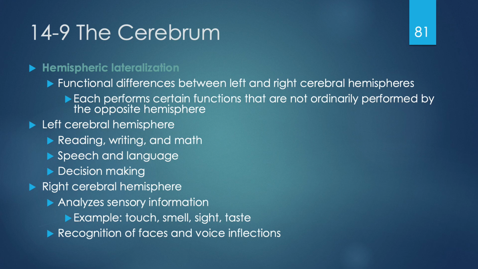Now, the right cerebral hemisphere is going to analyze sensory information, so things like touch and smell and taste and sight. All of those things are things we sense, and then the right cerebral hemisphere will interpret that information. The right cerebral hemisphere is also responsible for recognizing faces and voice inflections, so you can tell if somebody sounds angry or hostile or irritated or maybe sad when they're talking to you.